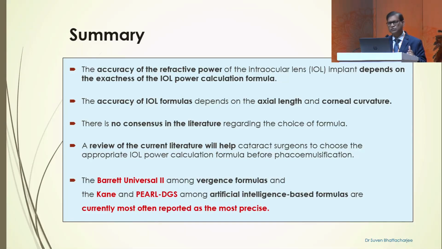So Barrett Universal 2 or the True K are among the Virgin formulae which are working well now, and the Kane, the Pearl DGS, and probably some Hill RBF are working well among the AI supported formulae.